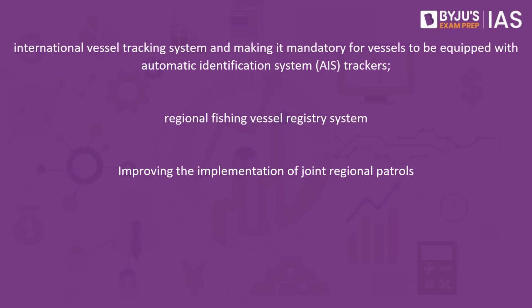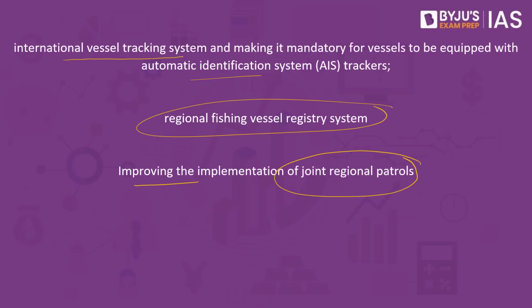With special emphasis on the fishing sector, the author says that an international vessel tracking system, making it mandatory for vessels to be equipped with automatic identification system trackers, establishing a regional fishing vessel registry system and publishing a vessel license list, increasing monitoring, control and surveillance within these areas, establishing guidelines between the countries, and finally improving the implementation of joint regional patrols should all be taken up with reference to fishing, says the author.